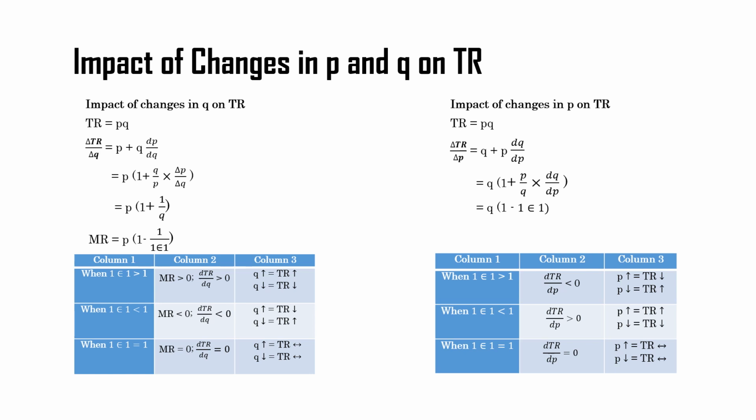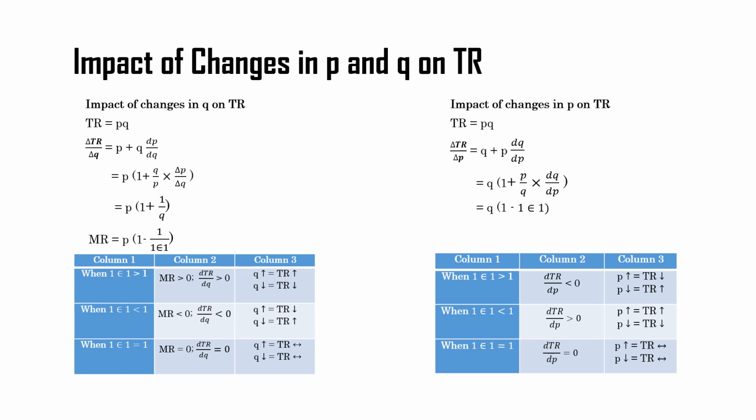At first, you can see when epsilon is greater than 1, dTR by dP is less than 0. This means if price increases, total revenue decreases. If price decreases, total revenue increases. When epsilon is less than 1, dTR by dP is greater than 0. This means if price increases, total revenue increases. If price decreases, total revenue decreases.